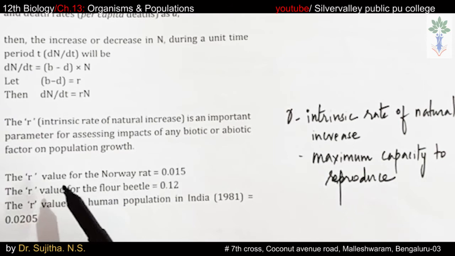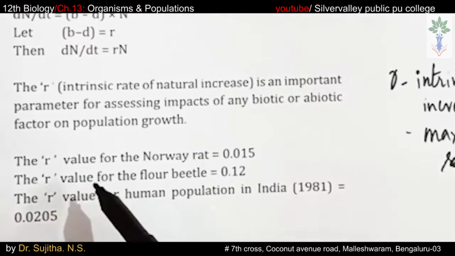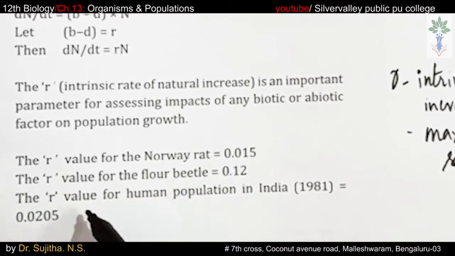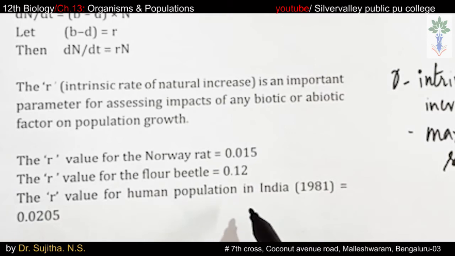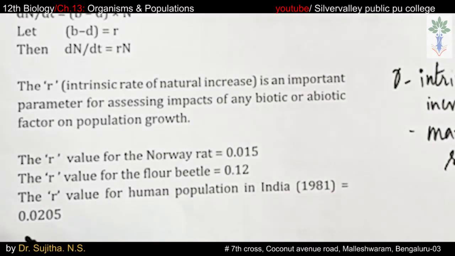The r value of a Norway rat is 0.015. The r value for a flour beetle is 0.12. The r value for the human population in India in the year 1981 was 0.0205. So what does this indicate?